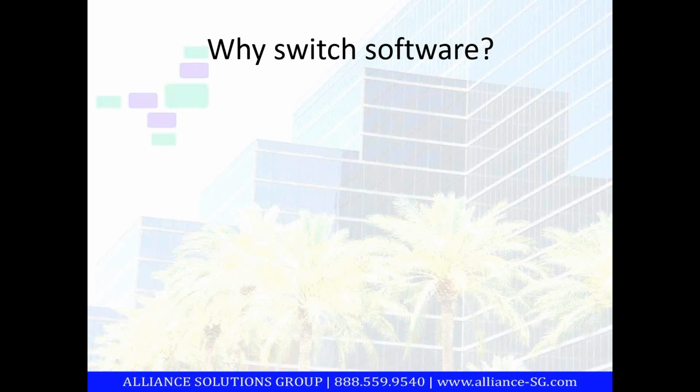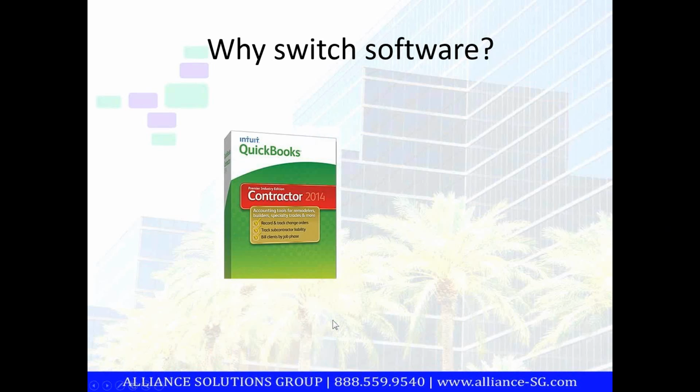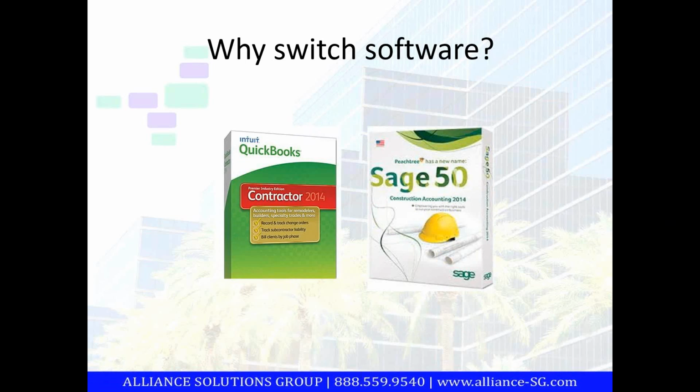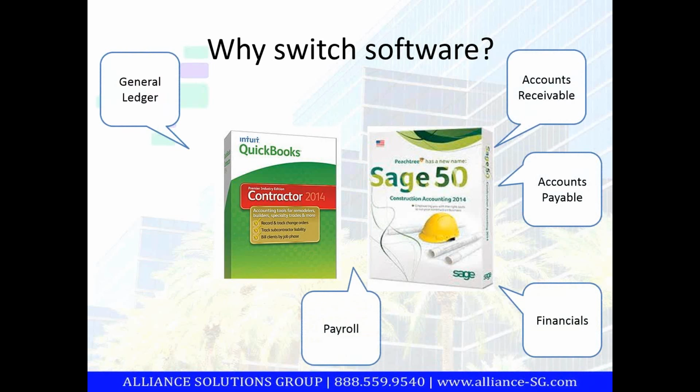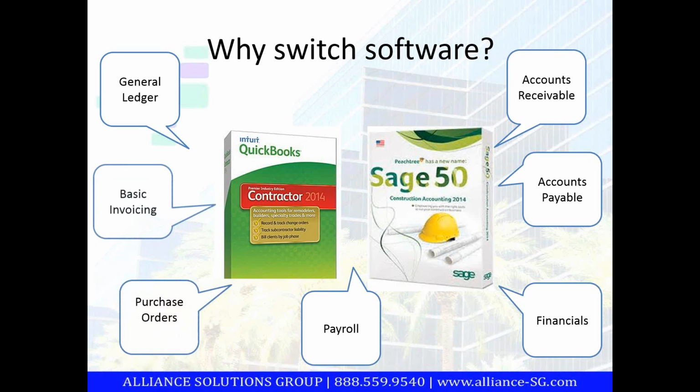One of the things we see in the construction industry when we talk about ERP is getting beyond the accounting and now getting into integrated project management, possibly integrated scheduling, and possibly integrated estimating. Most of the people that we talk to are either on QuickBooks or Peachtree, known as Sage 50 right now. Both are great products to start off our business with. They handle the general ledger, the accounts receivable, the accounts payable. They can print financials. They can do payroll. They can do purchase orders, and they can do basic invoicing.